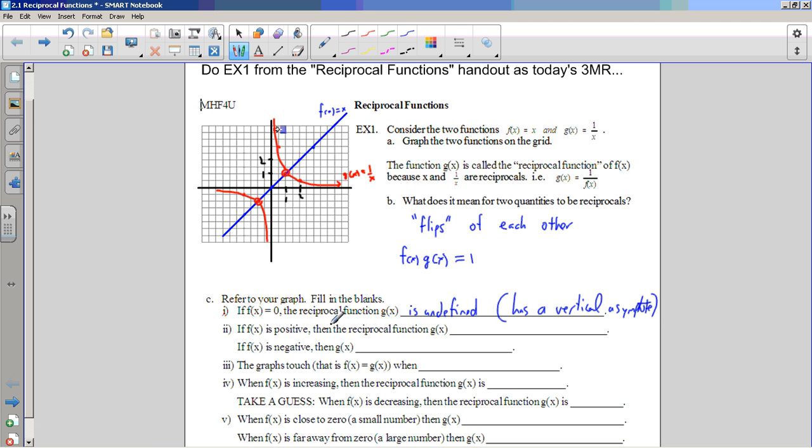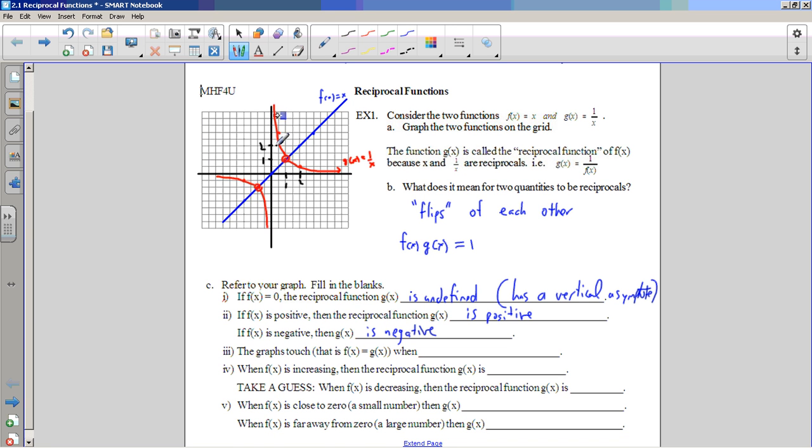If f of x is positive, then for the reciprocal function g of x, well, look at right here where f of x is positive. Notice that g of x is also positive. And that makes sense in our relationship here, right? If this is positive and we get a positive answer, well, g has to be positive as well. So when f is negative, g of x is negative. We're just looking at this one example, but the idea here is we're going to build up evidence for reciprocal functions in general.